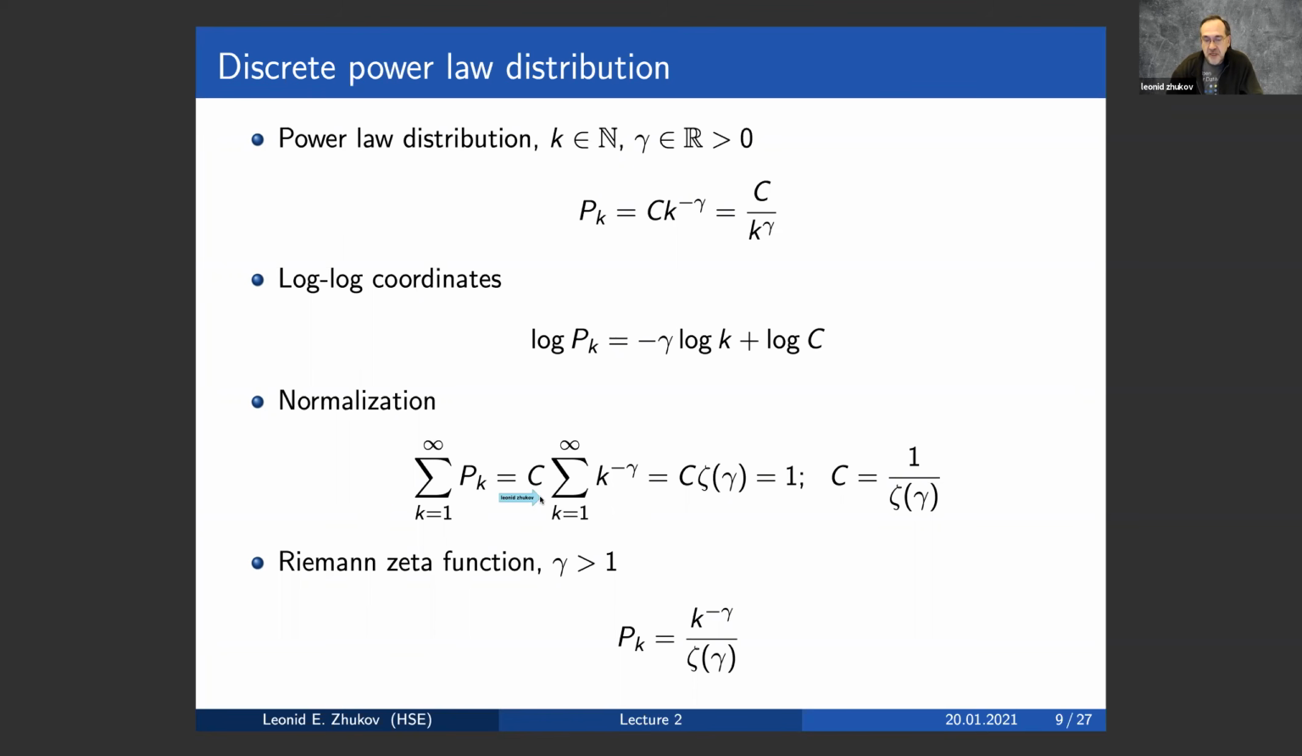Well, then we do this summation, and this sum, k from 1 to infinity, k to the power minus gamma, has a name. It's called the Riemann zeta function, right? That's just the way it is defined. And then we can write a concise form, p of k, as k to the power minus gamma divided by the Riemann zeta function for that gamma. All right, this is very straightforward, and with a discrete distribution, that's what you get.